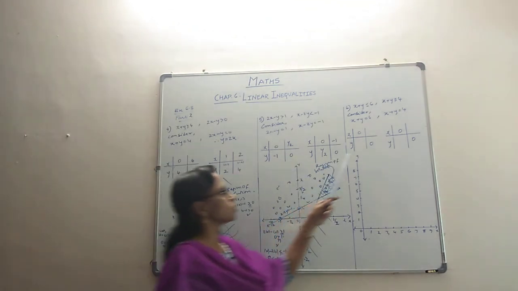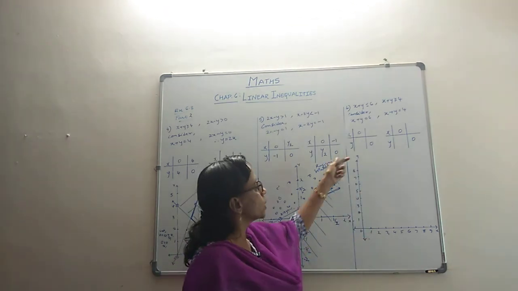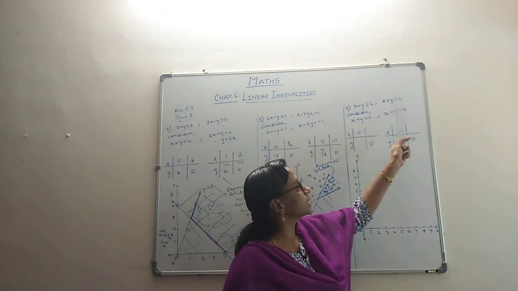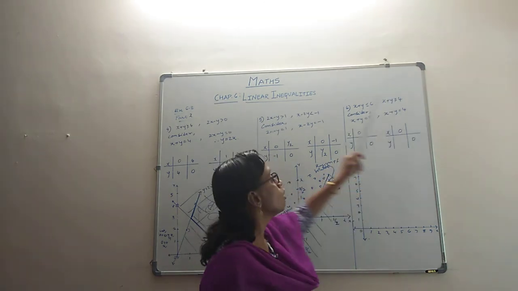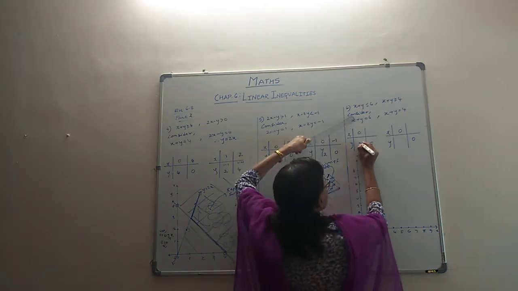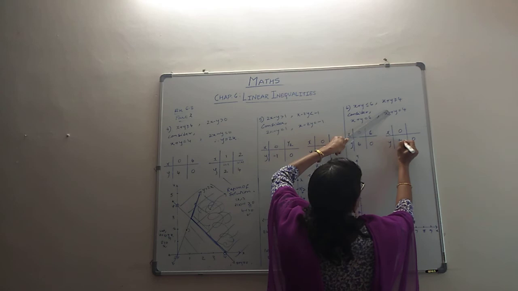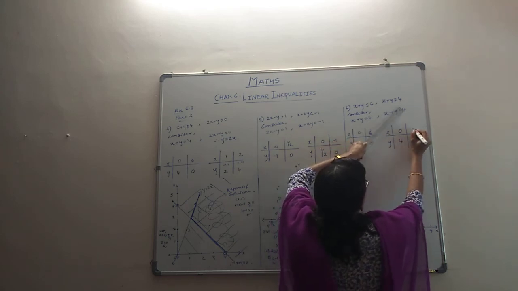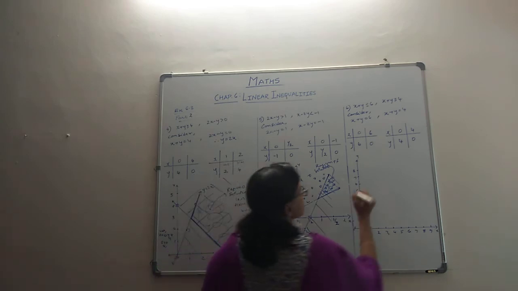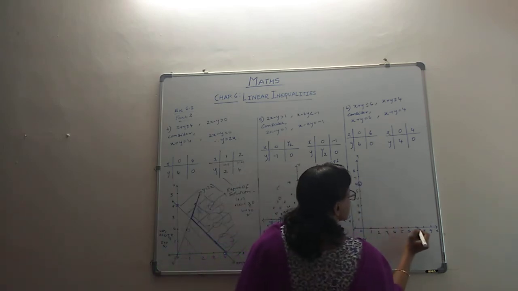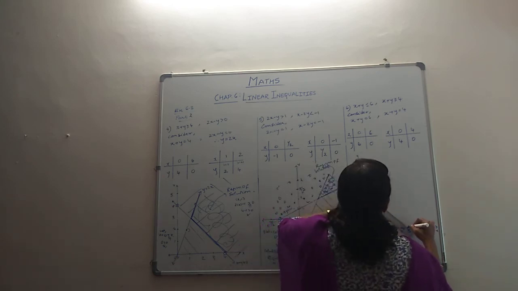Now we quickly move to problem number 6. Problem looks quite simple. X plus y is less than or equal to 6, x plus y greater than or equal to 4. Its equality x plus y equal to 6, and equality x plus y equal to 4. When x is 0, y is 6. When y is 0, x is 6. When x is 0, y is 4. And when y is 0, x is 4. So let's take the first point 0, 6. Next point 6, 0. First line.